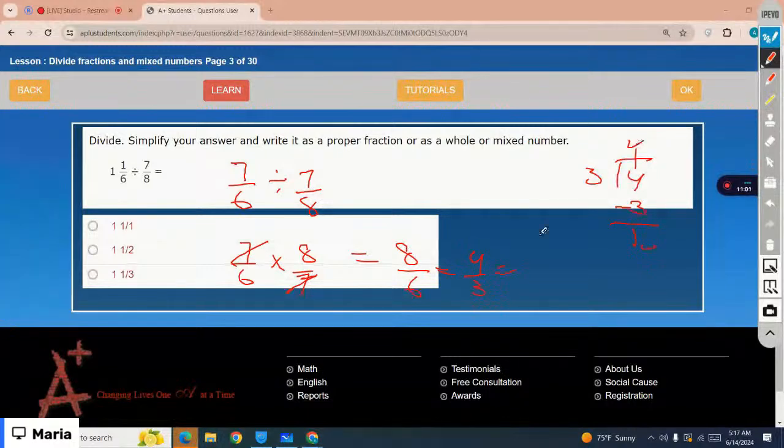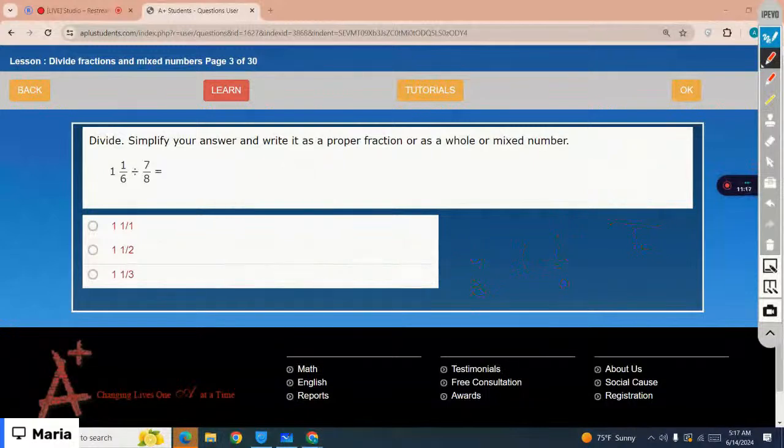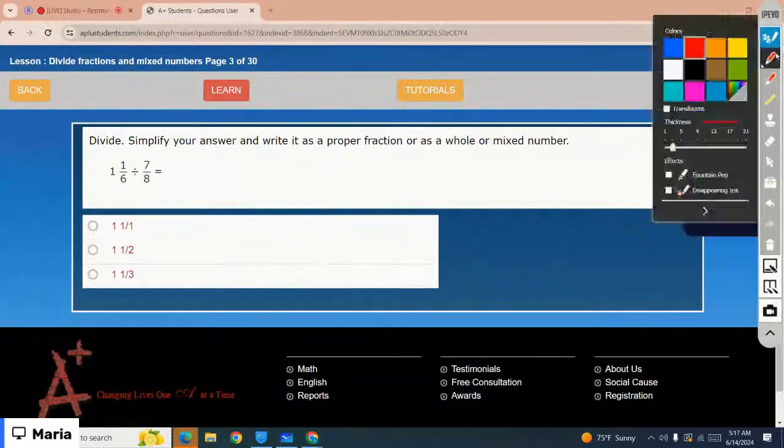This is the whole number. The remainder is the numerator and the denominator is the same. That is 1 whole 1 over 3 is the correct option. Option number 3 is the correct option. Got it? The correct option is option number 3, that is 1 whole 1 over 3.